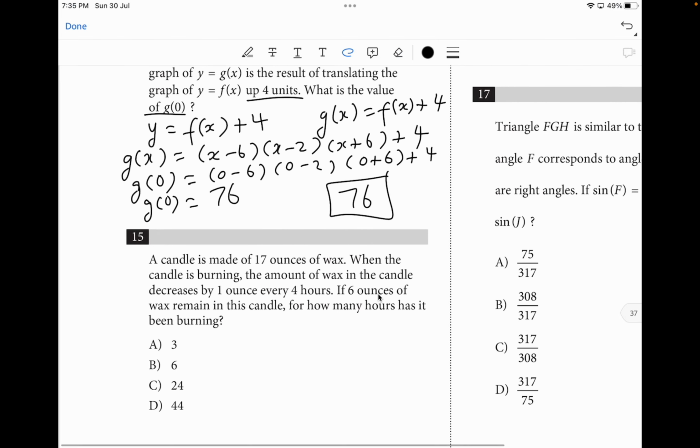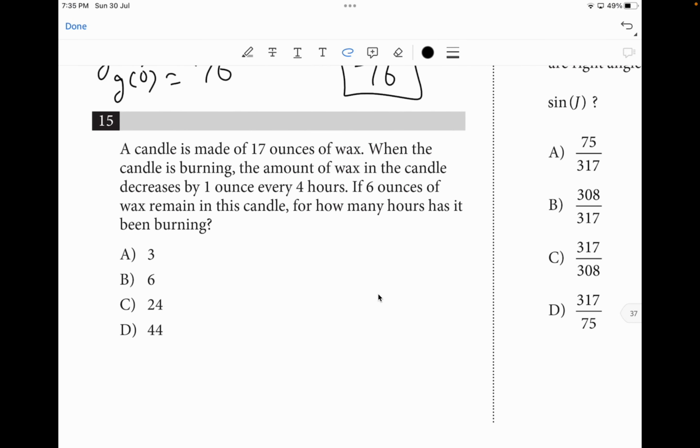Okay, question number 15. A candle is made of 17 ounces of wax. When the candle is burning, the amount of wax in the candle decreases by 1 ounce every 4 hours. If 6 ounces of wax remain in this candle, for how many hours has it been burning? So a candle is made of 17 ounces of wax. When the candle is burning, the wax decreases by 1 ounce every 4 hours. If 6 ounces of wax remain in the candle, how many hours has it been burning?